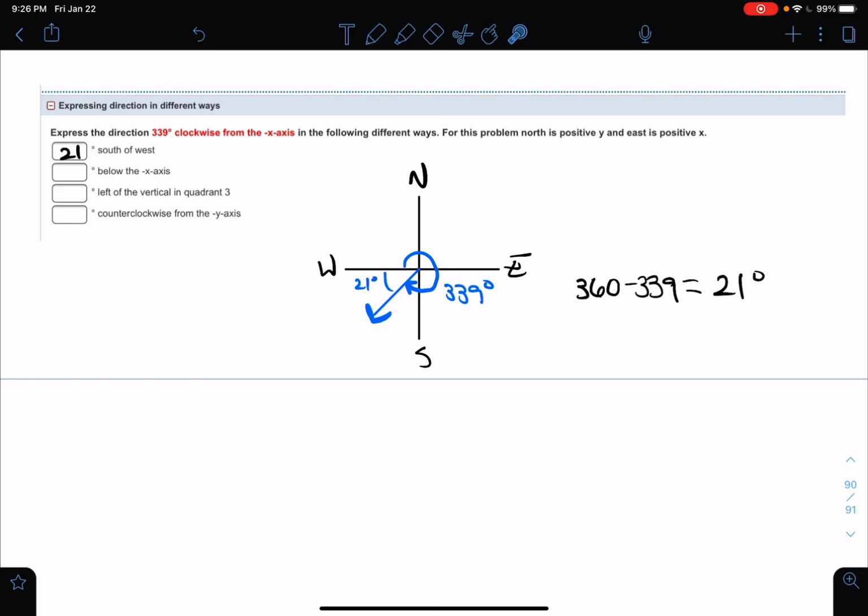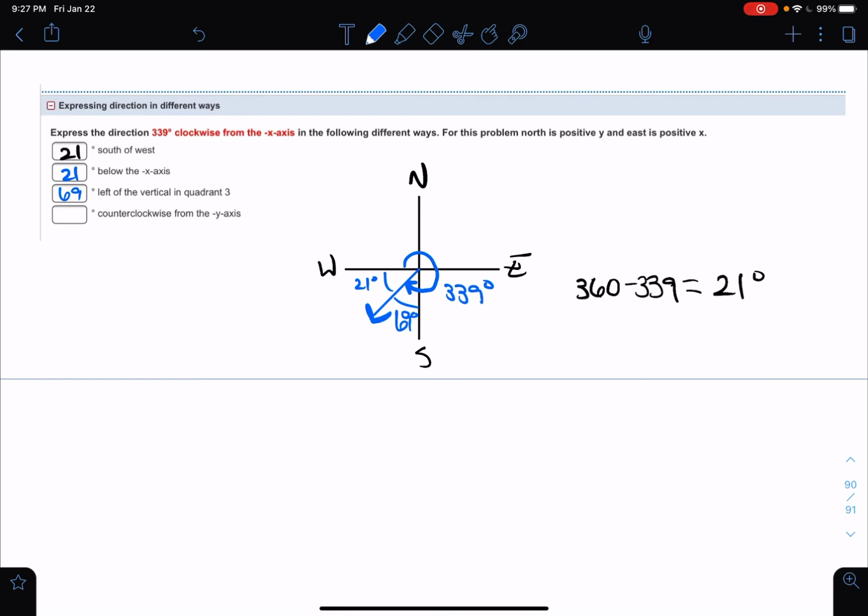But let's continue on below the negative x-axis. Okay, this is the negative x-axis going below. Well, I'm just going down 21 degrees. So that's 21. Left of the vertical in quadrant 3. Okay, here's the vertical. So if I'm going left, how many degrees left do I have to go? Well, I don't know that yet, but I do know this is 21 degrees, and I know that this angle plus this angle has to equal 90. Okay? So going through and doing that math, that's going to make this 69 degrees. So that means I have to go 69 degrees left of the vertical in quadrant 3.